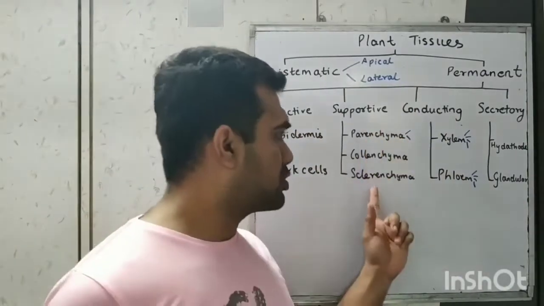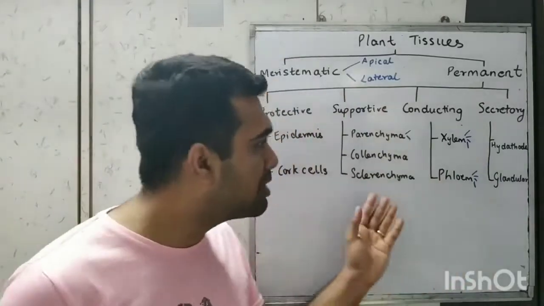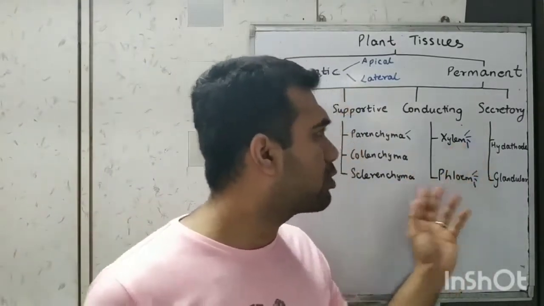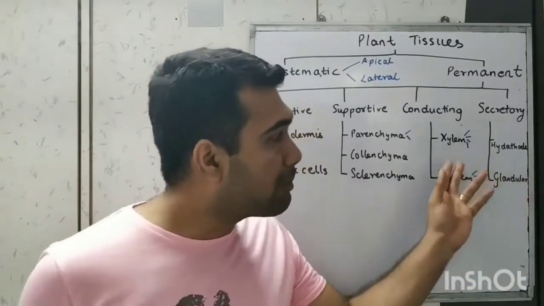Now let's talk about conducting tissues. You see, supportive tissues like parenchyma, collenchyma and sclerenchyma are made up of the same type of cells, so they are called simple tissues, whereas conducting tissues like xylem and phloem are made up of different types of cells working together as a team, so they are called complex tissues.